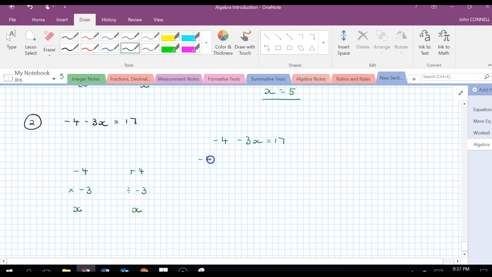So minus 4 take 3x equals 17. To keep everything the same and start to undo, I'm going to add 4 to both sides. So that's going to cancel out there, but the minus is going to stay with the 3x because it's part of that term. So minus 3x is going to equal 21. So I divide both sides by minus 3. It cancels out as a common factor, so x is equal to minus 7.